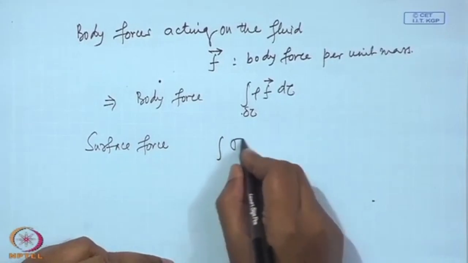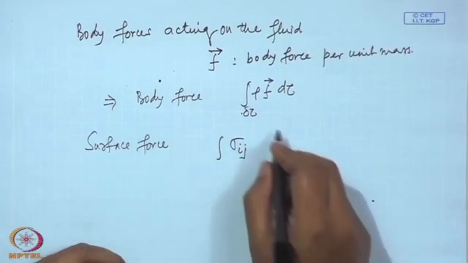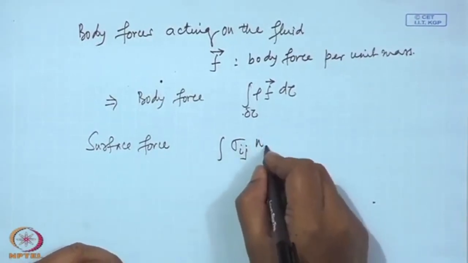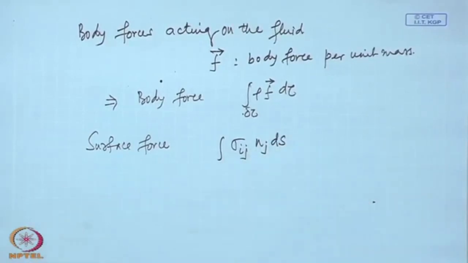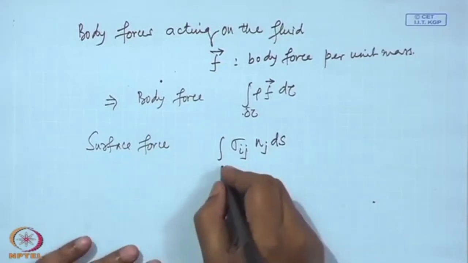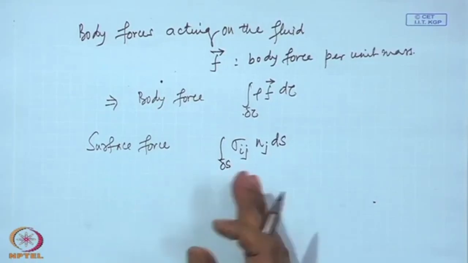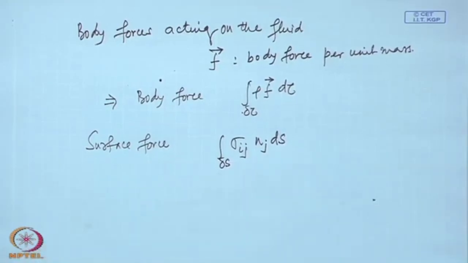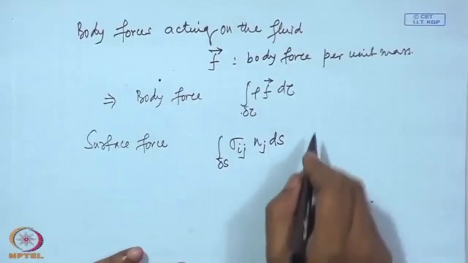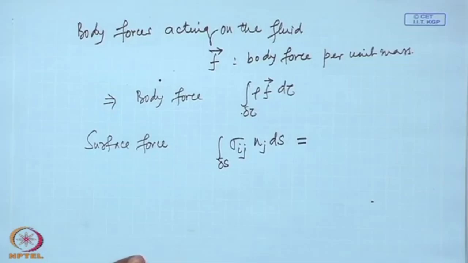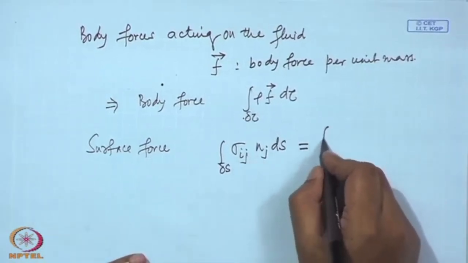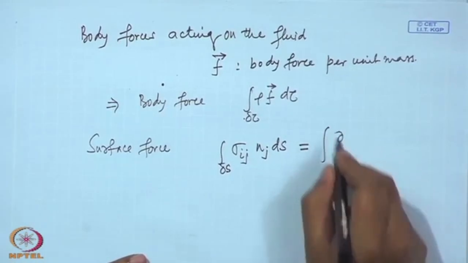And if sigma ij is the stress tensor, then where S is the surface of the material element delta tau. Stress is force per unit area, so you are multiplying by the area which is normal to a particular element of stress. And this, by the divergence theorem, the divergence will be written as this.